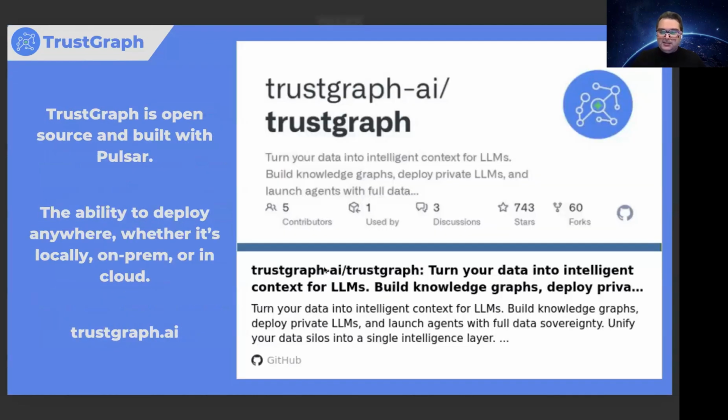And this is us. TrustGraph is open source. It is built with Pulsar, and has been from day one. And as I said, we can deploy it anywhere, whether it's locally on your laptop, on-prem, or cloud. We can even manage the LLM deployments as well. So that's a little bit about us.